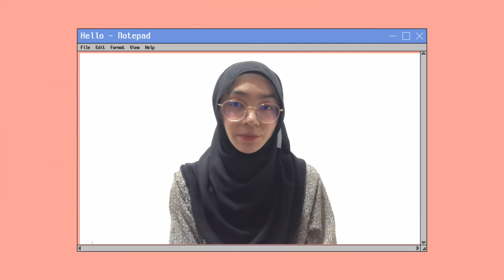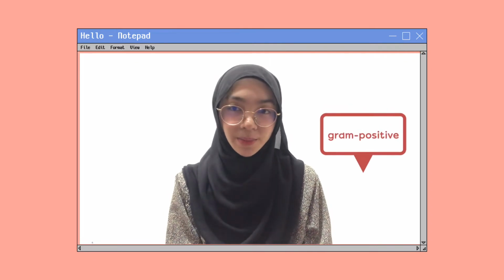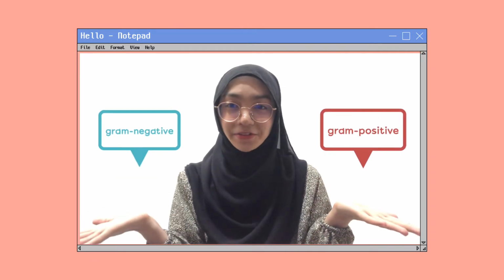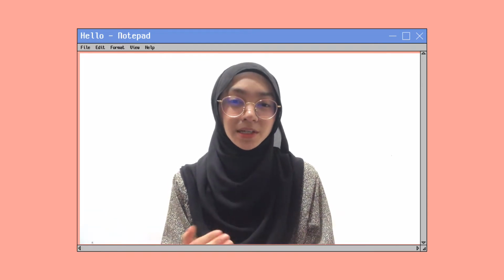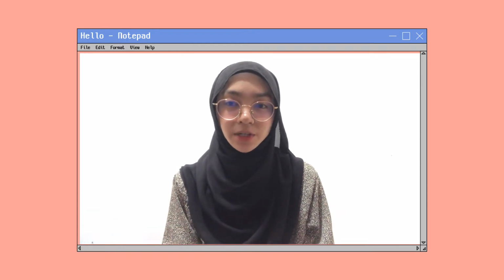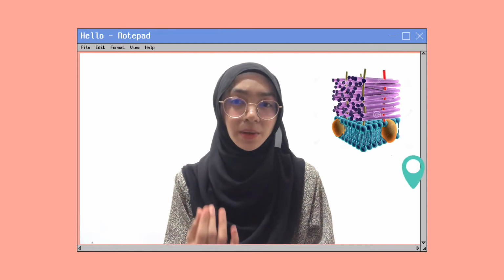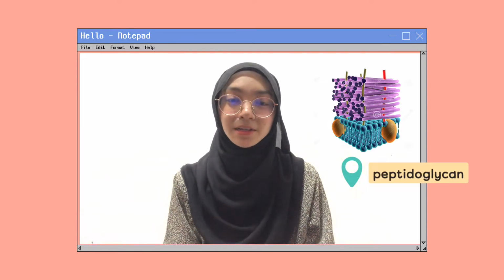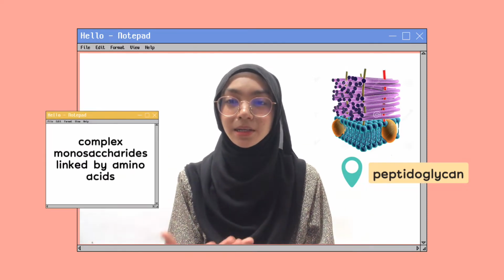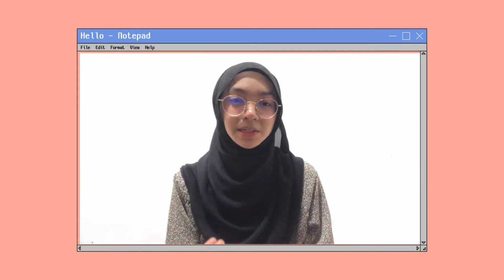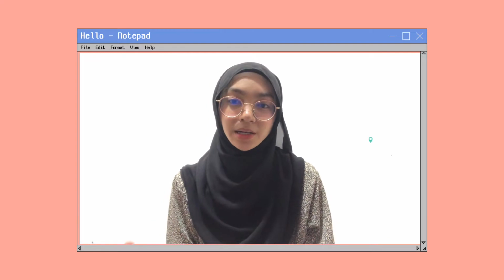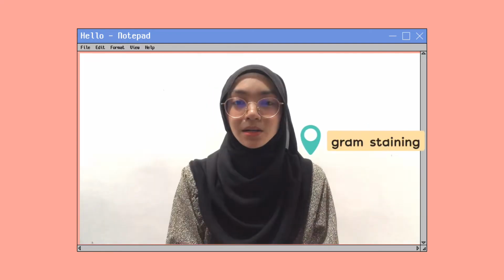There are two different types of bacteria, that is gram-positive bacteria and gram-negative bacteria. Most bacterial cells are protected by a cell wall composed of a unique molecule that is called peptidoglycan. Peptidoglycan is a complex monosaccharide linked by amino acids. We can differentiate whether the bacteria is gram-positive or gram-negative by gram staining.